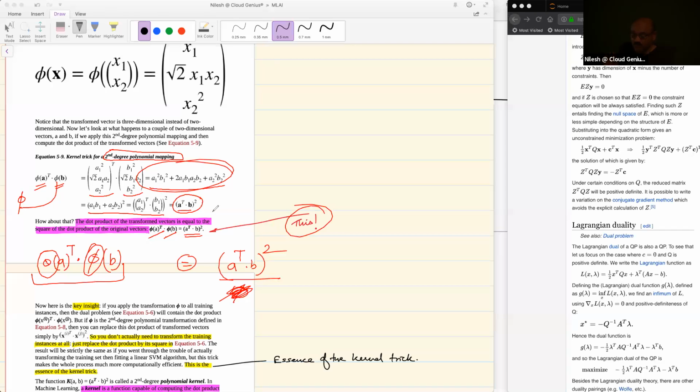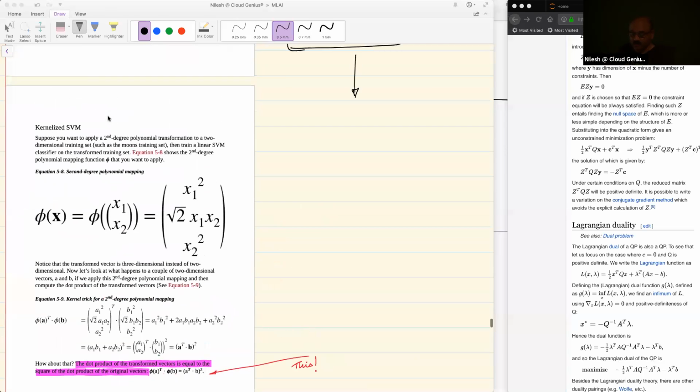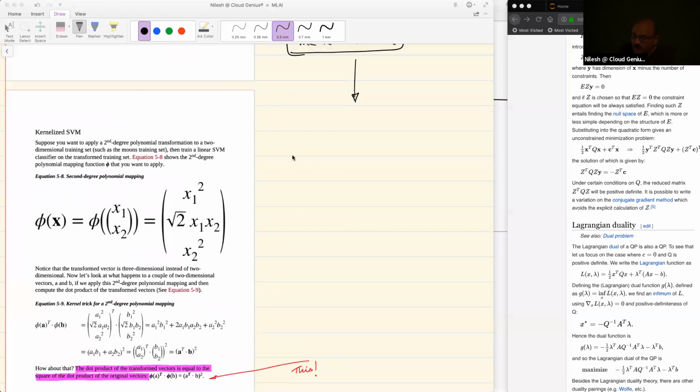You can skip anything and everything to do with phi, and phi is your polynomial explosion function basically. If you now look at what phi was, here it is. Suppose you want to run a second degree polynomial on the moons training set that we used before. Expression 5.8, which is this one, shows the second degree polynomial mapping function phi. That's your second degree mapping function, which explodes like this, by the way. With a 3rd degree polynomial, it will explode even further, with so many different parameters to go with.